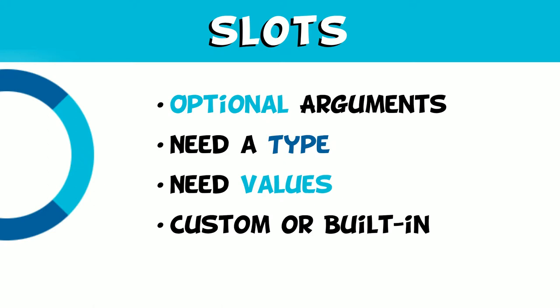Slots are like arguments and views. They're optional arguments. They need a type. They need a set of values. So this is sort of like in the Drupal world where we have a taxonomy vocabulary and we have a specific set of terms that are a part of this, and these are the only terms that we're going to accept. They can be custom or built-in.